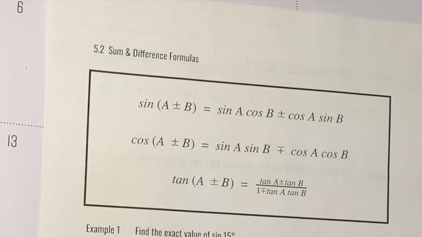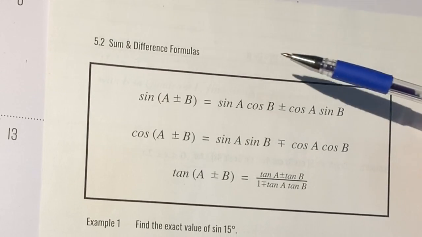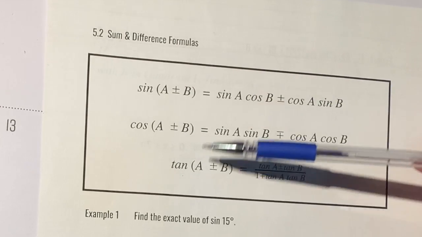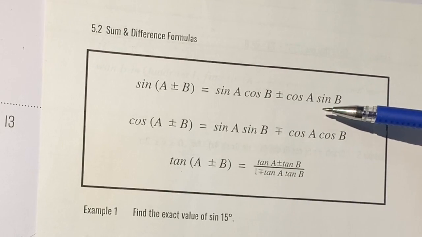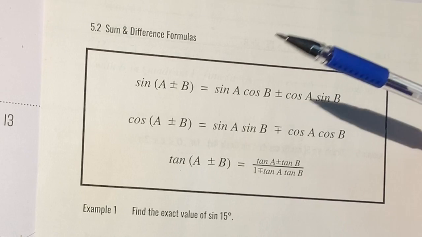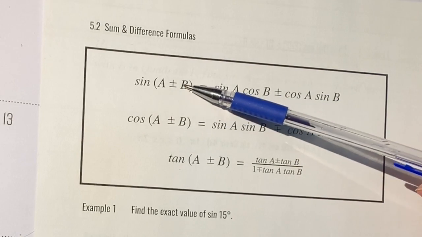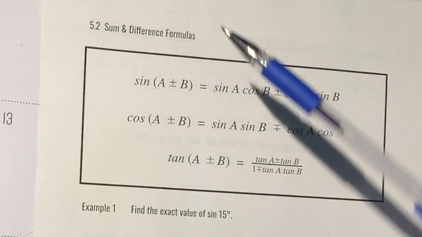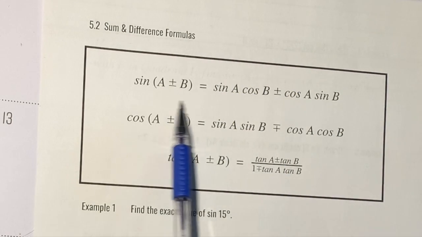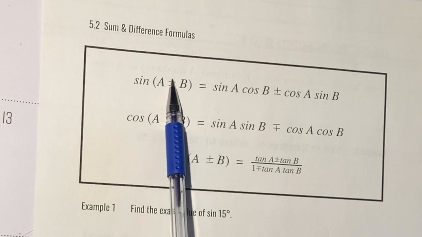This is section 5.2 called Sum and Difference Formulas. So let's review the formulas you're going to be using in this section. It is exactly what it says it is. It is finding the trig functions of the sum of two angles or the difference of two angles. So rather than writing the formula two different times here, we just combine them.